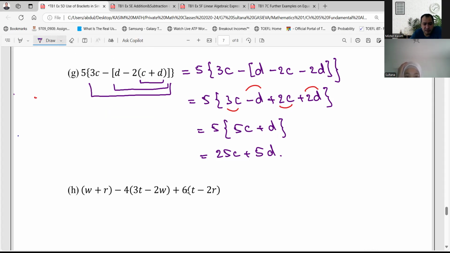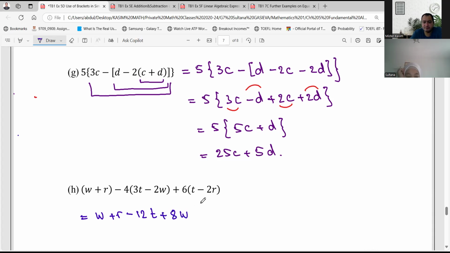Now in this question, you see the first parentheses, what do we have here? In front of W plus R, we have nothing, right? So we just write W plus R. But for the second one, in front of the parentheses, we have negative 4. So I need to multiply each term by negative 4. Negative 4 times 3t is negative 12t. Negative 4 times negative 2w is positive 8w, right?